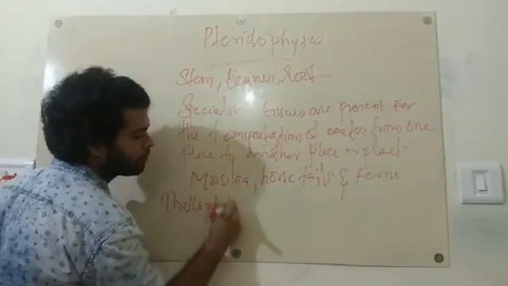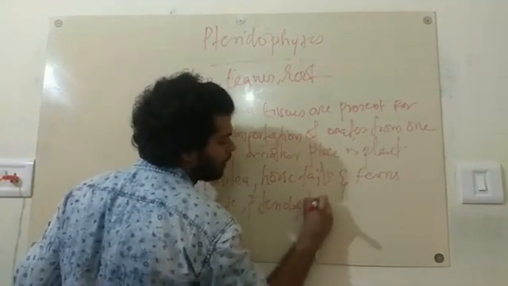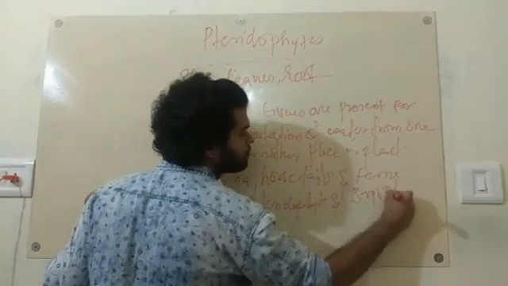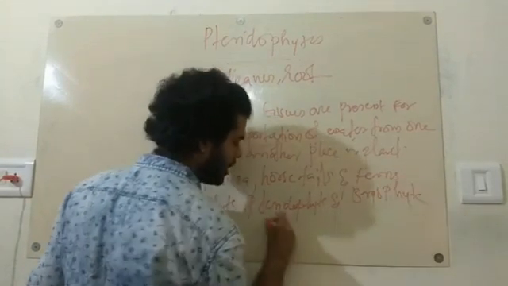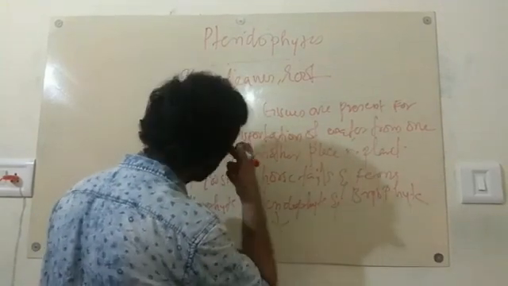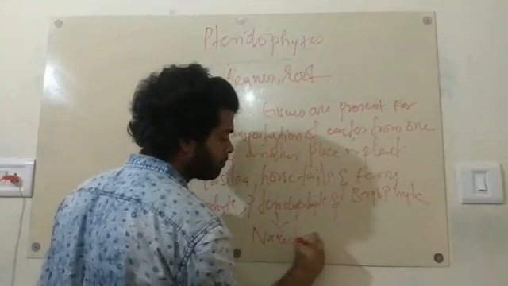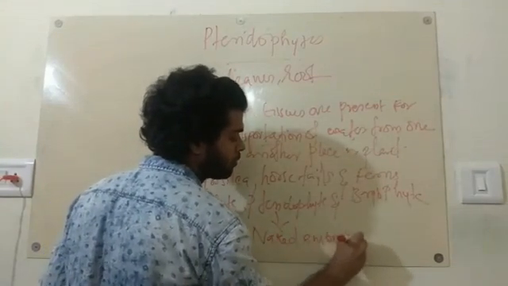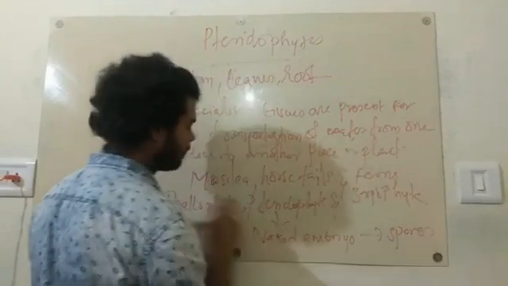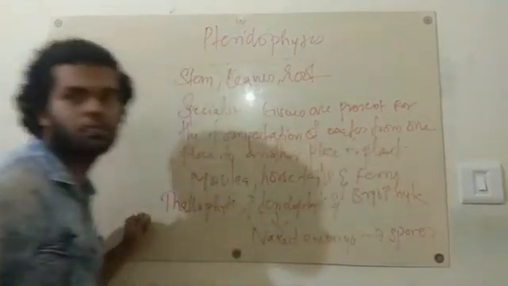In the case of thallophyte, pteridophyte, and bryophyte, this naked embryo is known as the spores.